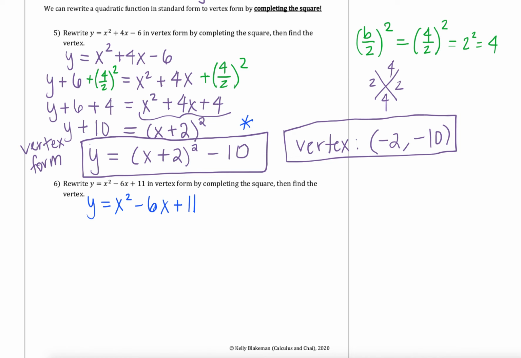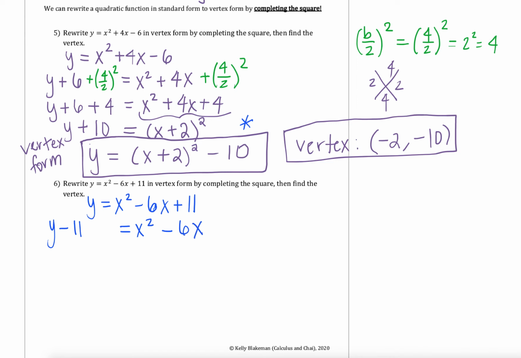So we have x squared minus 6x plus 11. What would be our first step here to getting this into vertex form? So our first step in completing the square is we want to move that old constant term to the other side. So I'm going to go ahead and subtract over that 11 to the other side. So I have y minus 11 equals x squared minus 6x.